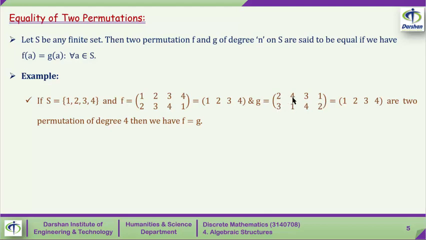2 goes to 3, 4 goes to 1, 3 goes to 4 and 1 goes to 2 means it is also written in cycle form 1 goes to 2, 2 goes to 3, 3 goes to 4 then 4 goes to 1, means (1, 2, 3, 4). So f and g are two permutations of degree 4, then we have f is equal to g because the value of f at any point is the same as the value of g at that point.